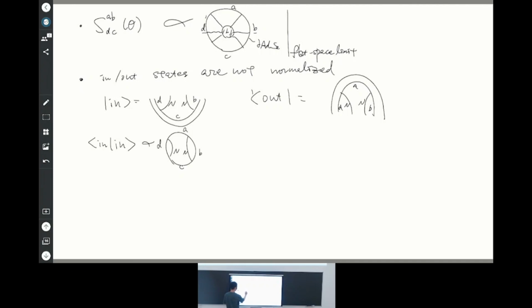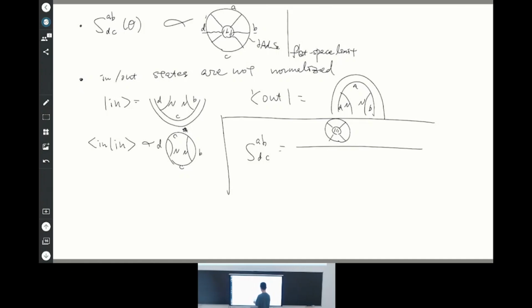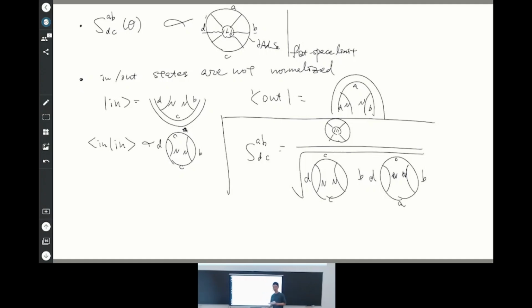That's a very good point. It's a very important point, and it has to be C. Thank you very much. So that means that the correct S matrix is this one, whatever the flat space limit is, divided by the square root of the network of lines. Here we have N, B, D, C, C, because it's a norm. And then here I also need to divide by N, D, B, A, A, because it's the norm of the out state.